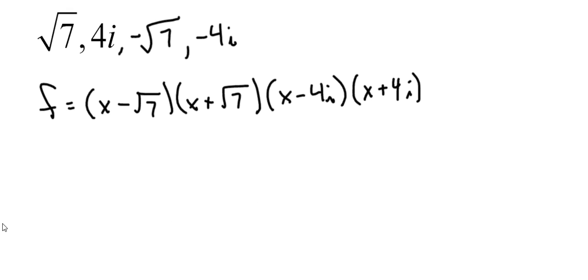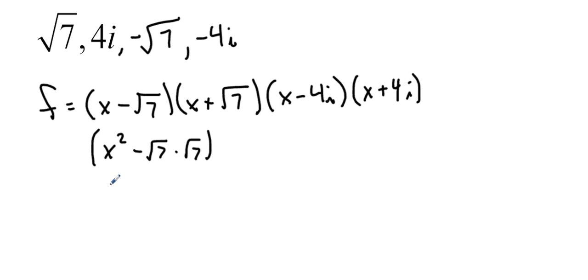From here, we're going to do our FOILing. This is where students sometimes get a little bit mixed up, not sure of how to do this, but these are conjugates, so they're actually pretty easy. We take x times x, which is x squared. We do the conjugate pairs first. The middle terms will always cancel out because they're conjugates. Then we take negative square root of 7 times positive square root of 7, which turns into negative 7. So that is our first value.